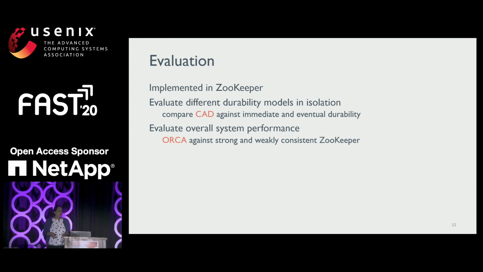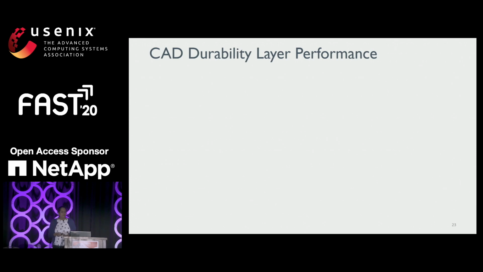And then we also evaluate the overall system performance. That is, we evaluate our system ORCA and compare it against 2 existing configurations of ZooKeeper. One is strong, another is weak. So let's first look at the durability layer in isolation. We evaluate this using the workload YCSB-A, which consists of 50% writes and 50% reads.